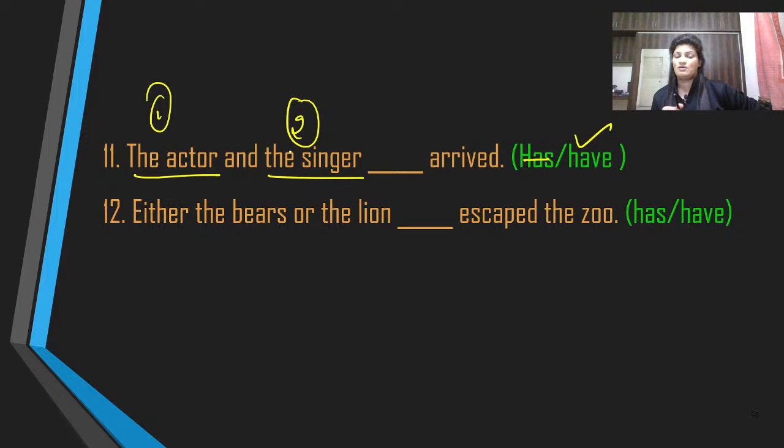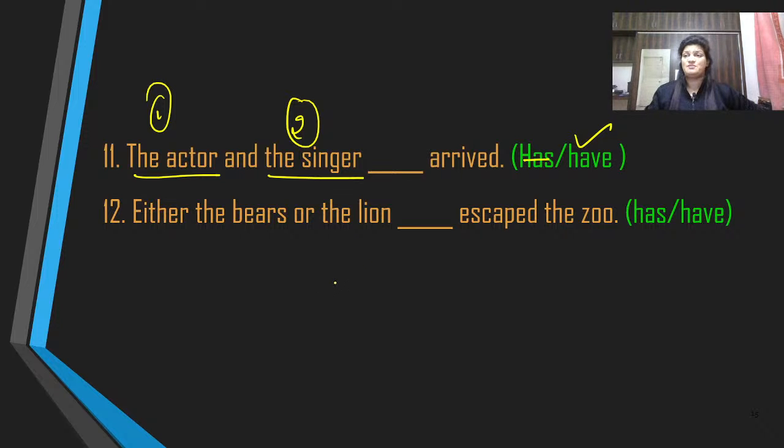Either the bears or the lion dash escaped the zoo. Carefully read the question and give me the answer. It's a tricky question here. Either the bears or the lion dash escaped the zoo. Is it for the 12th one, guys? All right.